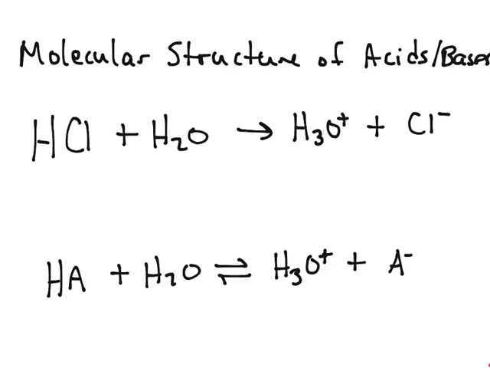So if you think about the structure of acids and bases, you can get a lot of insight into the strength of that acid or base. If you look at this first equation, we have HCl, which is obviously a strong acid, fully ionizing, hence why there's a one-direction arrow here, into hydronium and the chloride conjugate base.